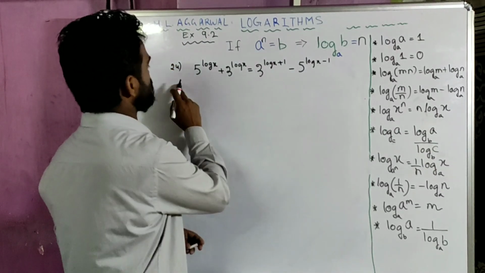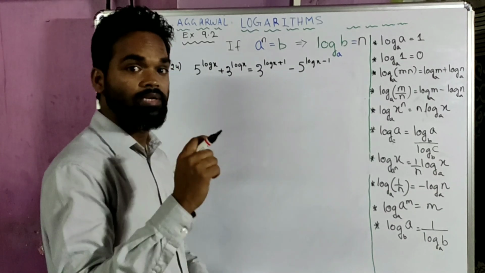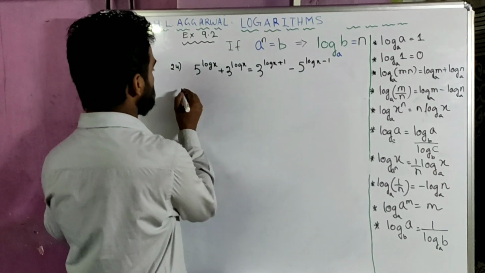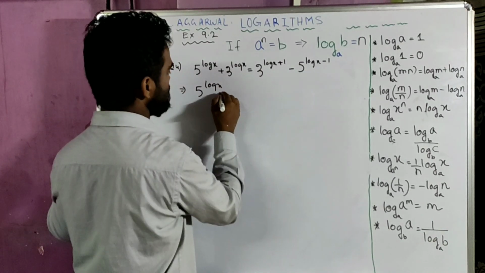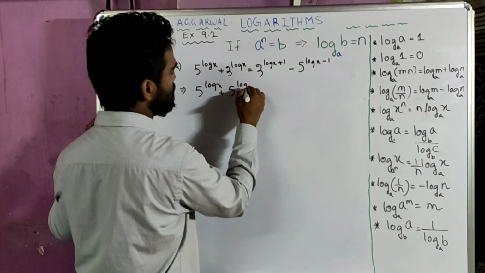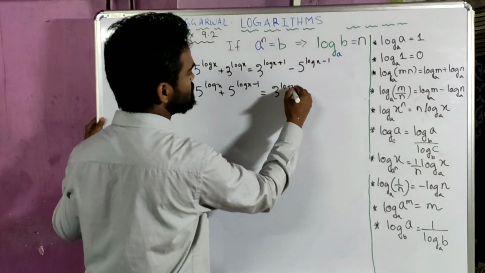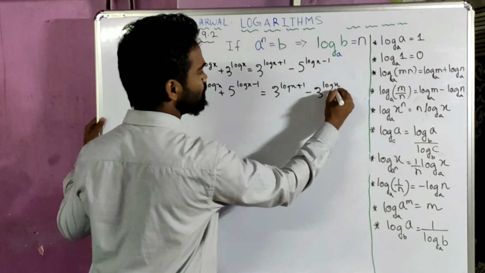Now look at sum number 24. 5 to the power log x plus 3 to the power log x equals 3 to the power log x plus 1 minus 5 to the power log x minus 1. What I'll do, 5 to the power log x, I'll bring this on this side. So this becomes 5 to the power log x plus 5 to the power log x minus 1 is equal to, I'll take this on that side, 3 to the power log x plus 1 minus 3 to the power log x.